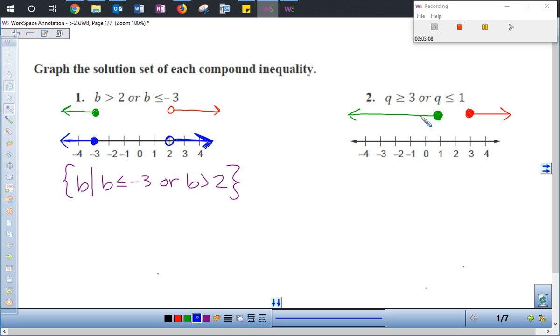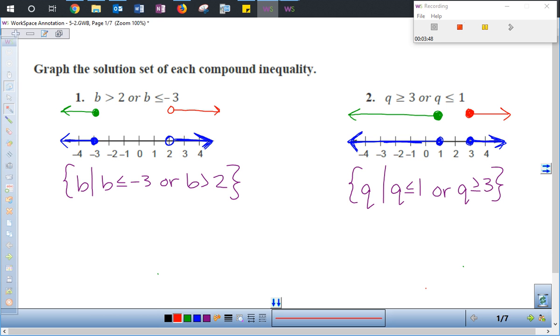So again, we're going to take these two graphs and we're going to bring them straight down. So closed dot on 1 with an arrow to the left, closed dot on 3 with an arrow going to the right. And then we write them in set builder notation. So the set of all q's such that. Now I'm going to describe this guy first. So I have a closed dot on 1 with an arrow going to the left. Q is less than or equal to 1. Then I have a gap, so I write the word OR, and then I describe this guy on the right. Q is greater than or equal to 3.